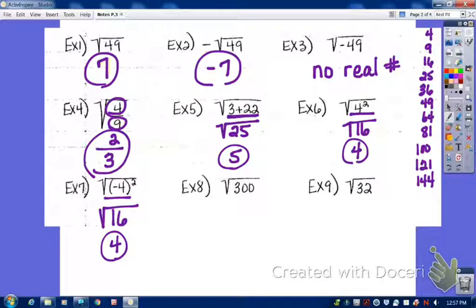So what is the largest perfect square number that you can divide into 300? Since 300 is not a perfect square, you're going to have to find the largest perfect square that will divide into 300. Will 144 divide into 300? No. 121? No.